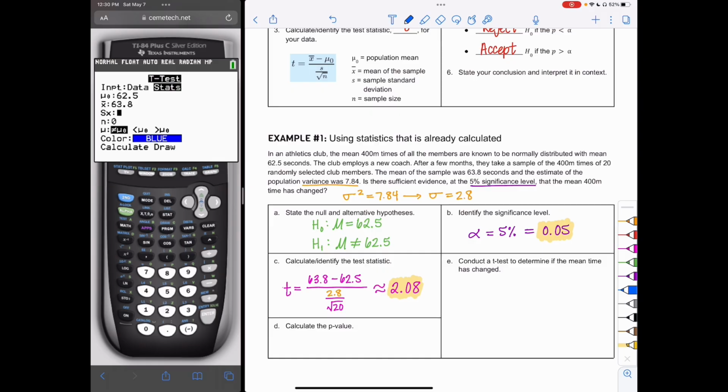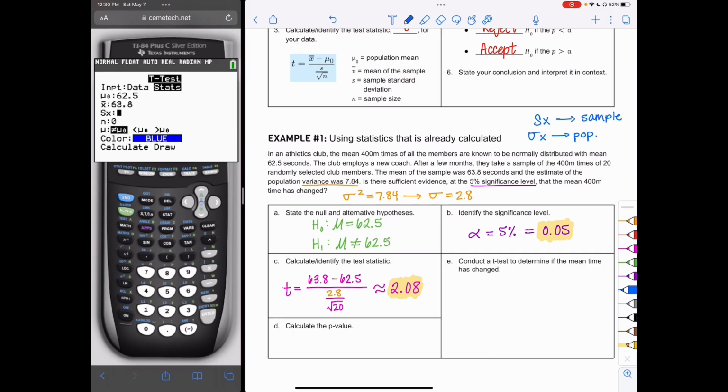So when we learned how to calculate our one variable statistics in the TI-84, we know that there are actually two versions of the standard deviation. We have Sx and we have sigma x. Sx refers to the sample, whereas sigma x refers to the population.